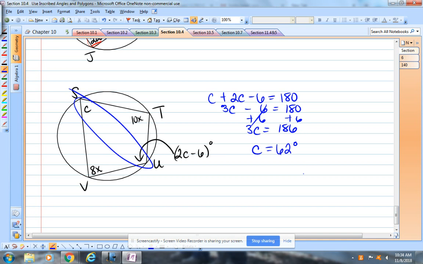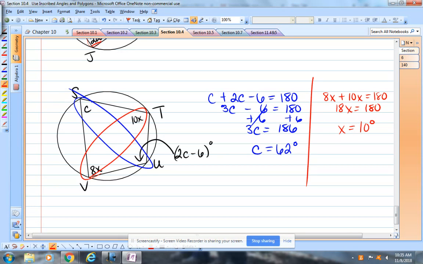Everybody okay with that? And then how would we find x? 8x plus 10x equals 180. Combine like terms. And then you divide by 18, and x equals 10 degrees. So, are there any questions about using opposite angles in an inscribed quadrilateral?